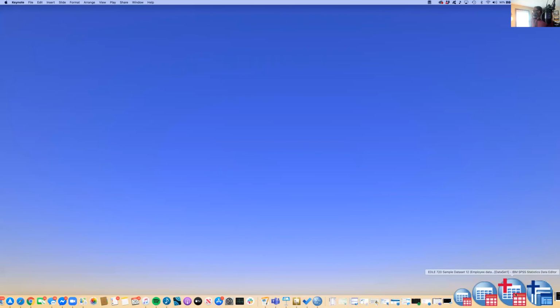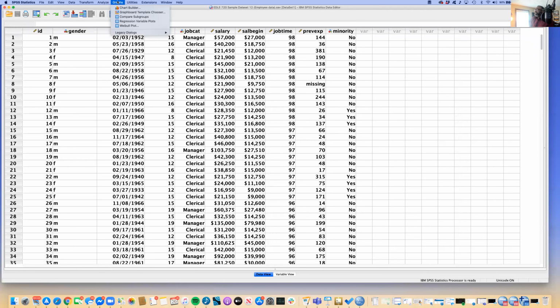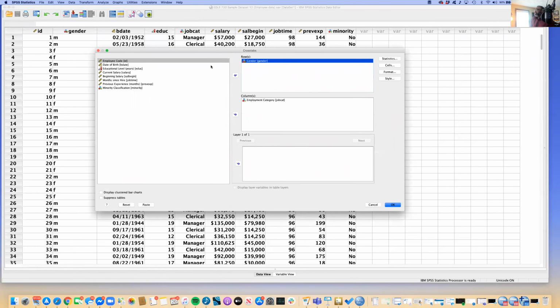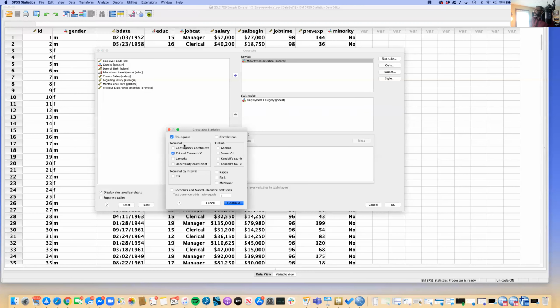Instead of gender driving the train, we want to see if minority status drives it. So we're going to go to Analyze, Descriptive Statistics, Crosstabs. We're going to take gender out of the row, and put minority classification in there. Let's click Display Clustered Bar Charts, and go back to Statistics. They should still be the same since we did not reset.